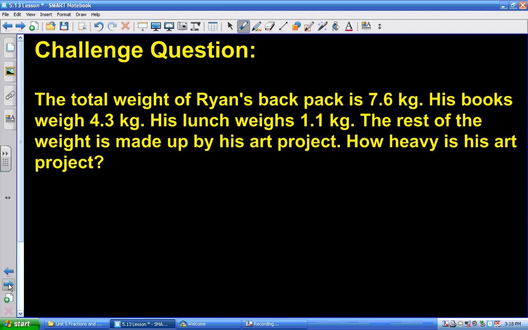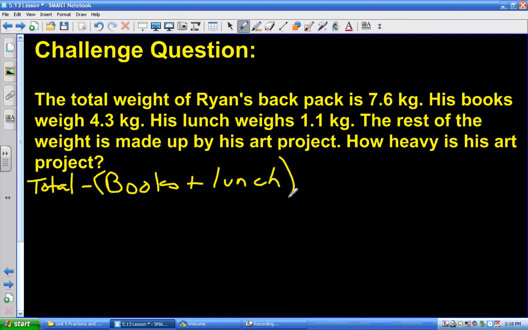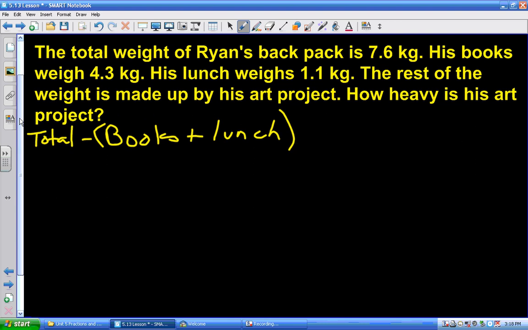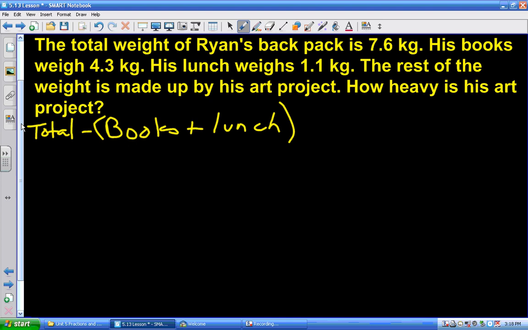Okay, so I have to add his books plus the lunch. Okay? And then what do I do with that? And then you subtract it from the total. Okay, so I take the total weight and I'm going to subtract his books and his lunch, right? So that means my first step is to add his books and lunch together. So, Cole, how do I go about adding his books and his lunch?